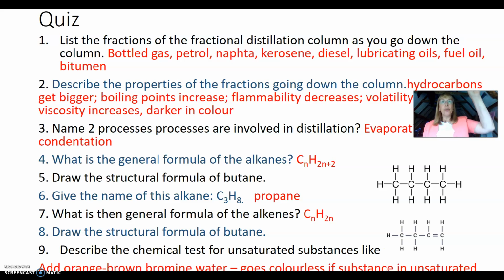So remember we started off, if we thought about bottled gas at the top and bitumen at the bottom of the column, and we used those to help us. So as we go down, we said that the hydrocarbons got bigger. We said because they were getting bigger, their boiling points were increasing as you were going down the column. As you went down, they became less flammable. We think of the bottled gas compared to the bitumen.